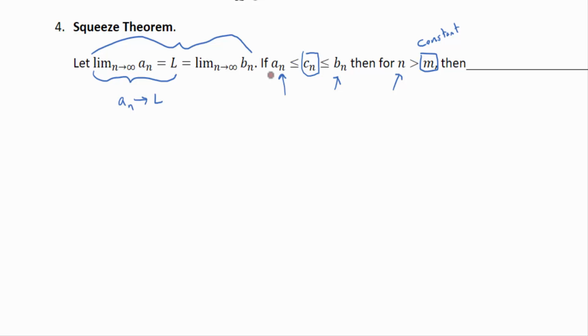Let me draw it this way. If a_n approaches L and b_n approaches L, and for large enough n, c_n is always between a_n and b_n, what do you think c_n is going to approach? L. That's the squeeze theorem in sequence notation or lingo. So we could say, using the limit notation, the limit as n goes to infinity of c_n equals L.